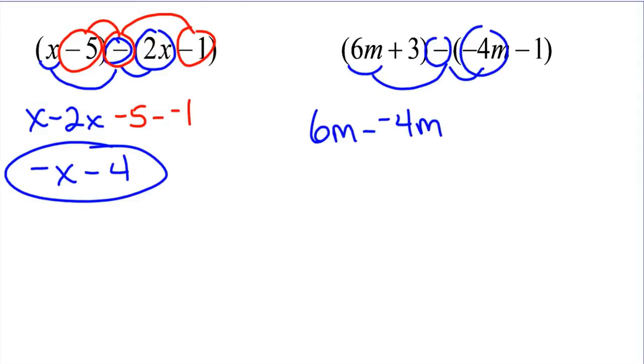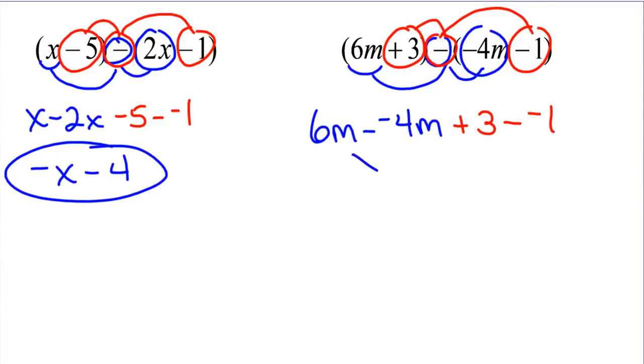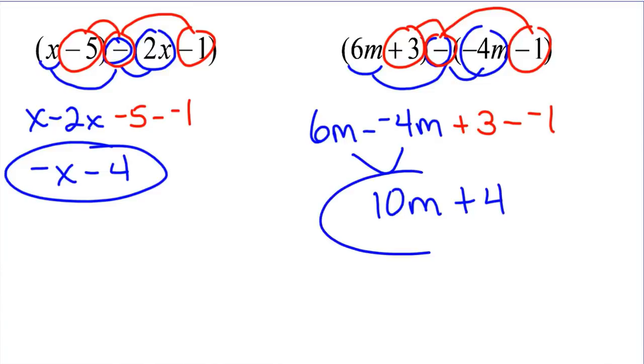Last one, 6m minus a negative 4m. There's a double sign there, so that's like plus. 3, positive 3, minus negative 1. And 6m plus 4m is 10m. And 3 minus a negative 1, that's like 3 plus 1, is a positive 4. So plus 4, 10m plus 4 is the simplified expression there.